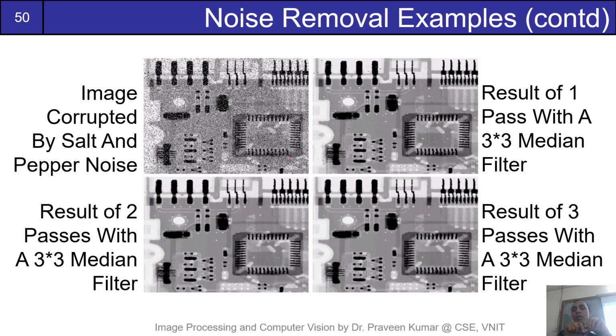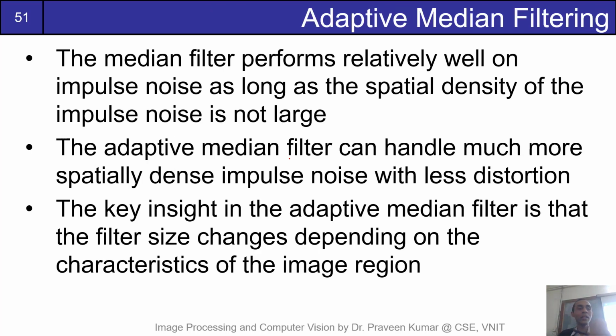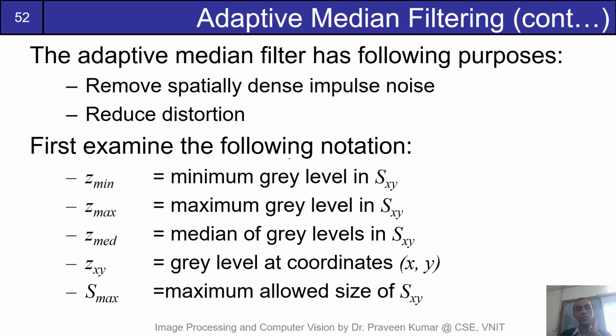size for different locations. We have an algorithm, we'll discuss that in the next class, that's called an adaptive median filter, which will basically inspect the spatial density at different locations and accordingly adjust the size of the filter, so that at the same time, while getting rid of noise, it doesn't introduce a lot of distortion. So it will remove spatially dense noise, but it will also reduce distortion at the same time. We don't have time, so we'll stop here and continue this in the next class.